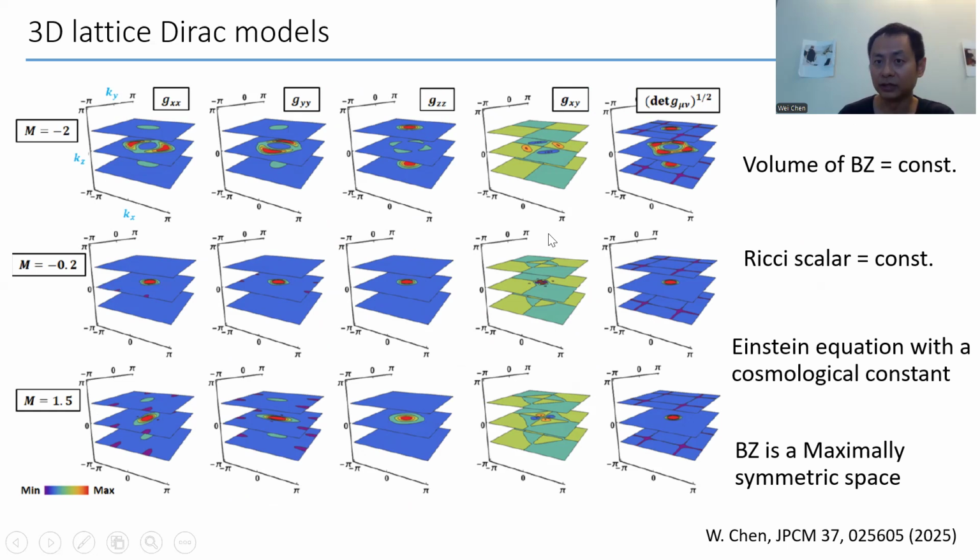But nevertheless, for all of these cases, once again, the volume of the Brillouin zone is still constant. The Ricci scalar is still a constant. And interestingly, the Einstein equation is still satisfied with a cosmological constant. And once again, despite this complicated form, the Brillouin zone is still a maximally symmetric space. And that's it. Essentially, this is just, as I said, a very simple exercise of differential geometry using this quantum metric. But nevertheless, the consequence is quite interesting. And moreover, many of these properties are completely independent of the parameters of your Dirac Hamiltonian.